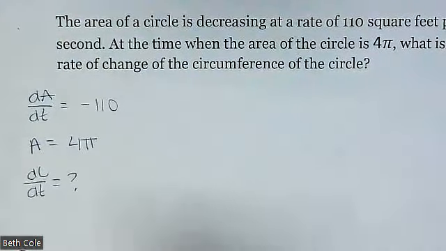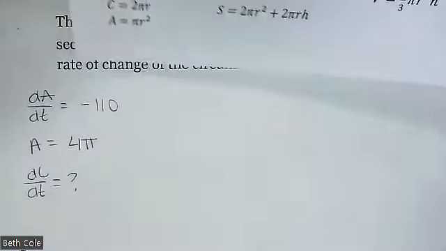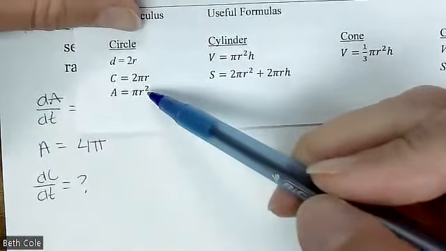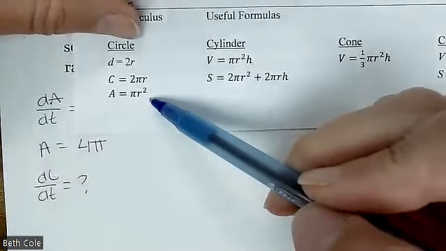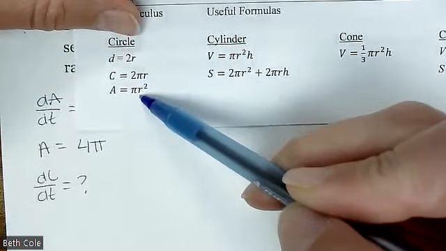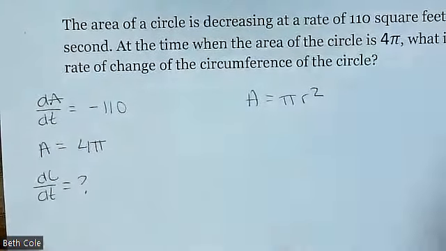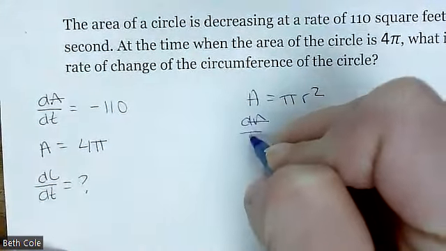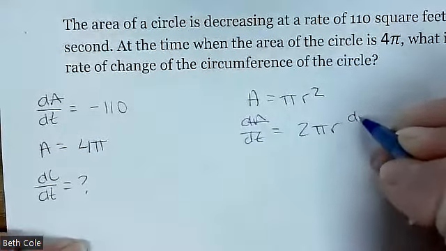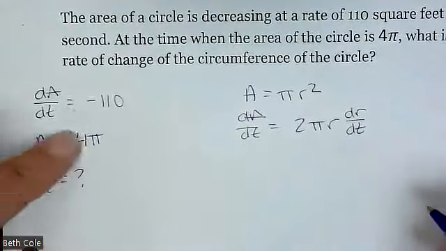So I'm going to come back over to my formulas. Oh, actually, I didn't print these ones. Oh, no, I did print these ones on there for you. I did put a circle on there for you. I think it was the rectangle I didn't put on there, but I did put circle. So we need area for a circle and we're going to need circumference. Actually, we're going to need both of them. So area is pi r squared. And so I'm going to do the derivative of that. dA dt would be 2 pi r dr dt. And then I'm going to plug in for what I have.